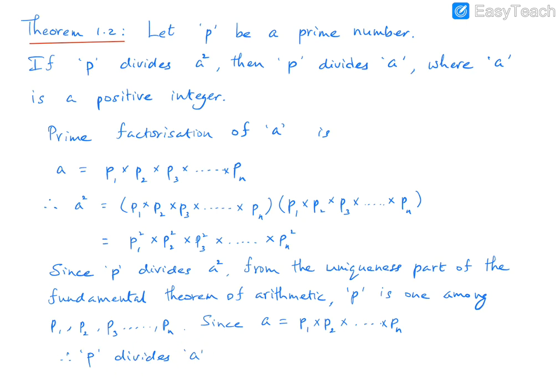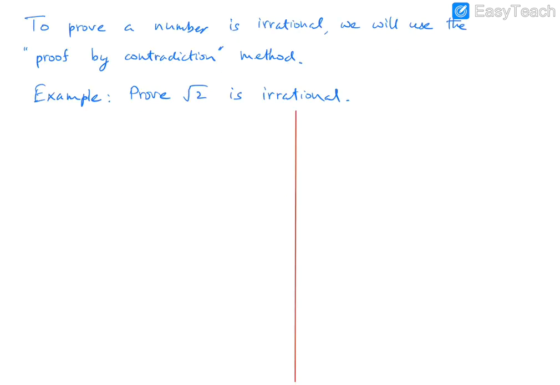So this is the idea we are going to use in proving the irrationality of a number. To summarize, if a prime number p divides a square, then the same prime number p also divides the number a. Okay, and this is the idea we are going to use in proving the irrationality of any number. So let's go ahead and do an example.